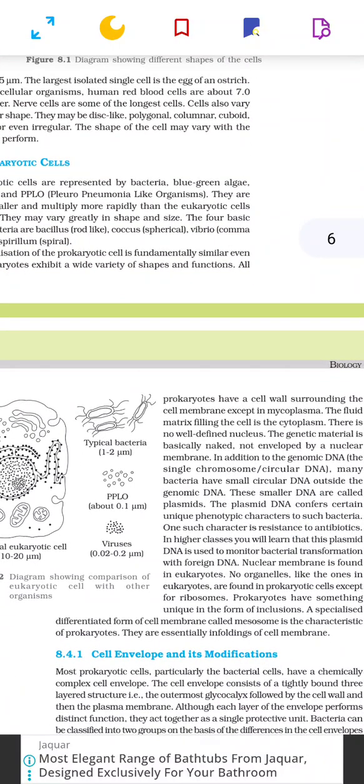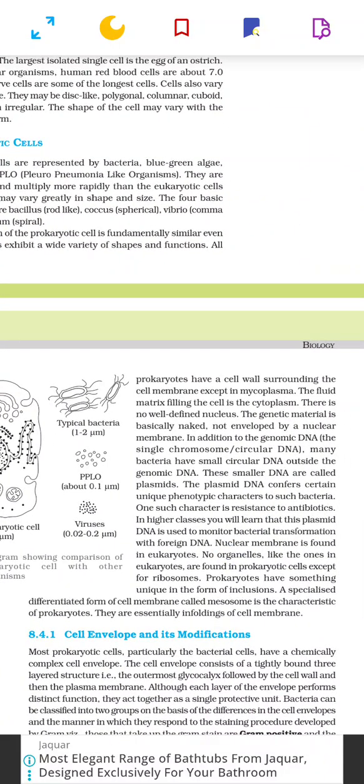Nuclear membrane is found in eukaryotes. No organelles like the ones in eukaryotes are found in the prokaryotic cell except for ribosomes. Prokaryotes have something unique in the form of inclusions. A specialized differentiated form of cell membrane called mesosome is the characteristic of prokaryotes. They are essentially enfoldings of the cell membrane.